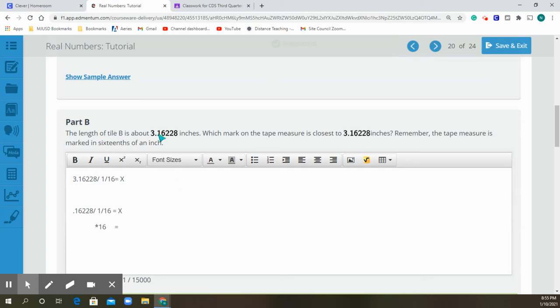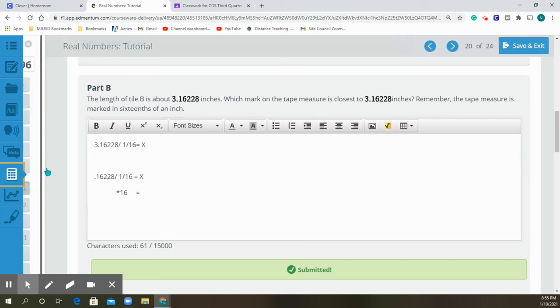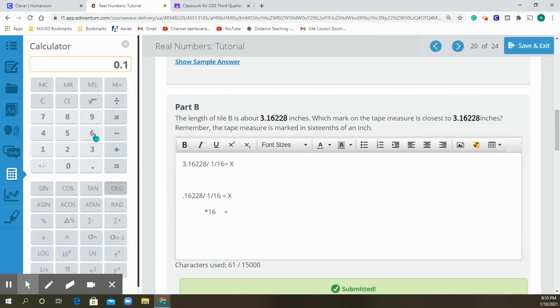So then they want us to do the same thing with tile B. 3.16228 divided by 1/16 magically somehow is multiplied by 16. So 0.16228 multiplied by 16 equals 2.59. We would round that up to 3. So it would be 3 3/16.